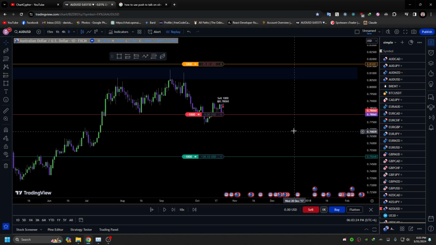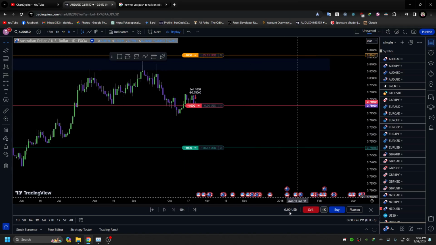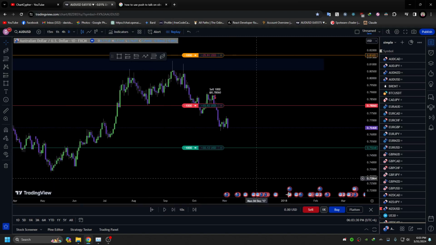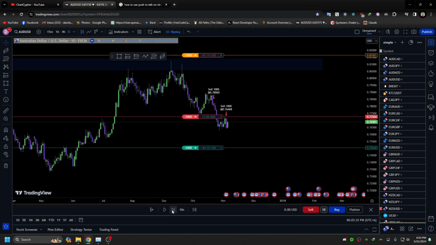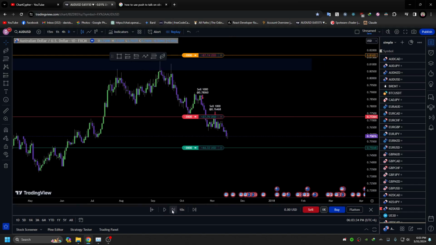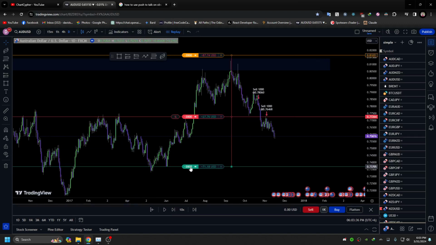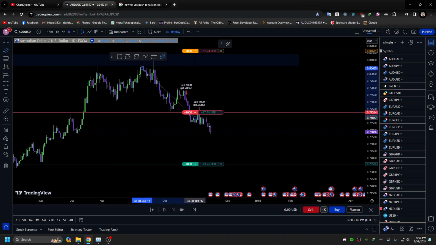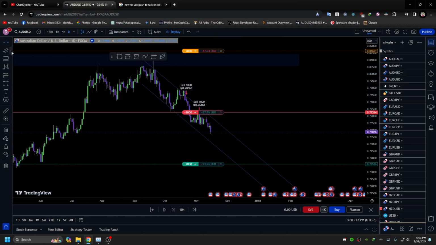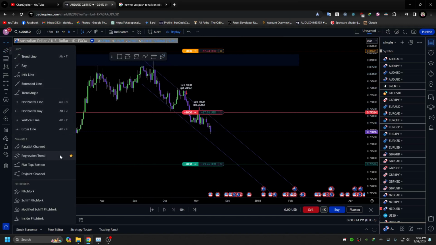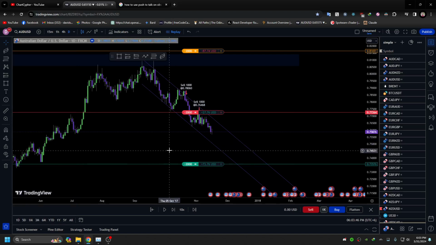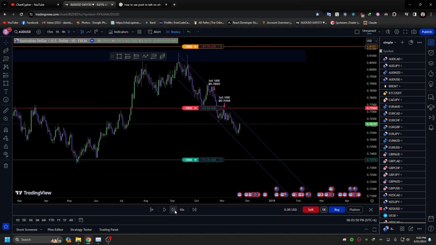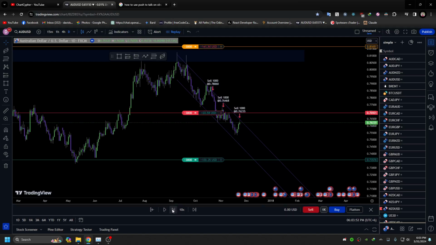Okay, so let's sell. Okay, oh wow. Okay, let's add another position. We go all the way from this zone, and we could use this regression tool. What is it called? Regression? Yeah, regression trend. So we could use that. Maybe we should add another position.